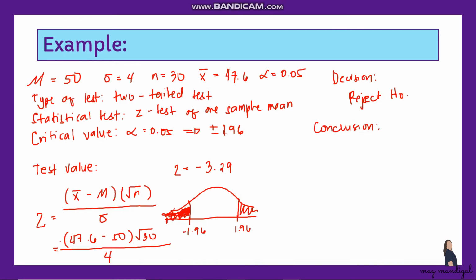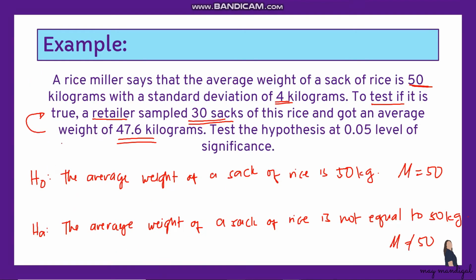Now, how are we going to write our conclusion? Our null hypothesis is this one. The average weight of a sack of rice is 50 kilograms. And the retailer wants to check if it is true. So using the information that he or she got from the 30 sacks of rice, the retailer was able to conclude, or decide, that we need to reject our null hypothesis.